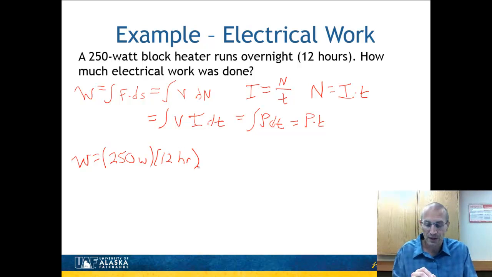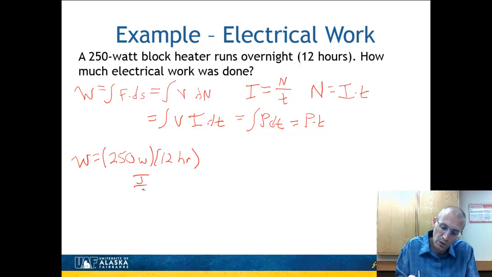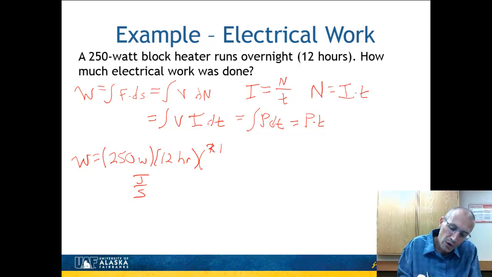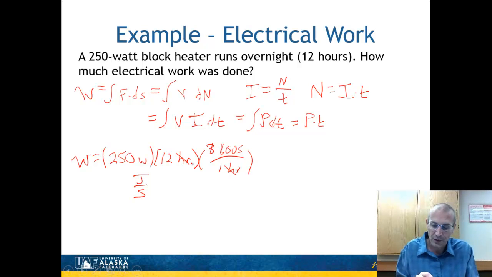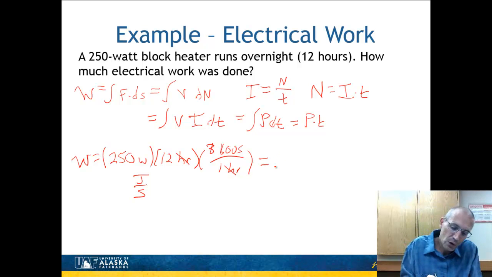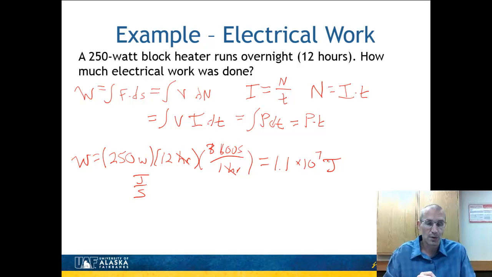And let's go ahead and convert this into seconds, because a watt is a joule per second. So I have hours here, so 3,600 seconds is 1 hour. So now my hours will cancel, my seconds will cancel, and they'll end up in terms of joules. And this value right here equals 1.1 times 10 to the 7th joules. That's actually a pretty big number.